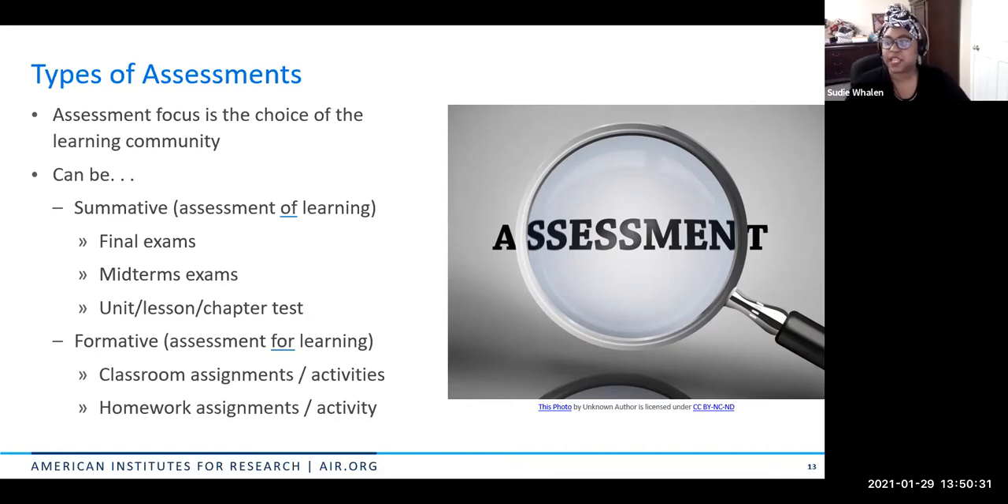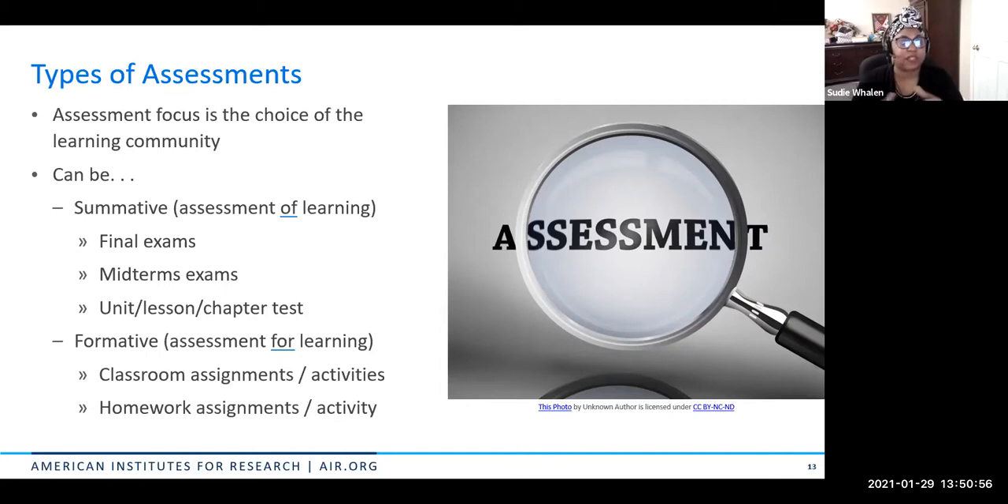We look for the data, but where do we get that data? Assessments, right? And so if we don't have good data, then that means we're not assessing well enough to identify if they're hitting that outcome, right? And so the assessment data and those assessments are one of the main focuses here. And so they can be summative or formative. So we're talking about the final exams, midterms, unit, lesson, and chapter tests, right? But then also the formative assessments, which are the assessments for learning, right?